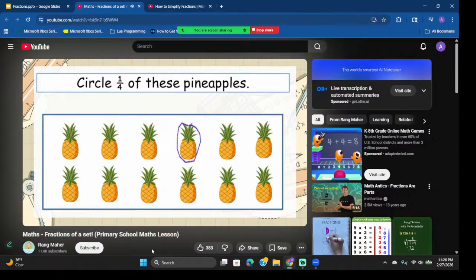1, 2, 3, and circle the 4th. You see, we got the same answer. 3 pineapples are circled. That's because we circled 1 out of every 4 pineapples, or 1/4 of the pineapples.